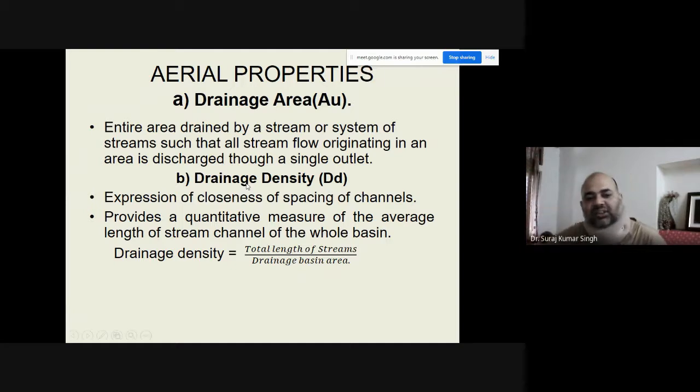Now, what does this drainage density provide? It provides a quantitative measure of the average length of a stream channel of the whole basin. So the formula we will be using to calculate the drainage density is the total length of streams divided by the drainage basin area. So if we calculate that, we can calculate the drainage density.